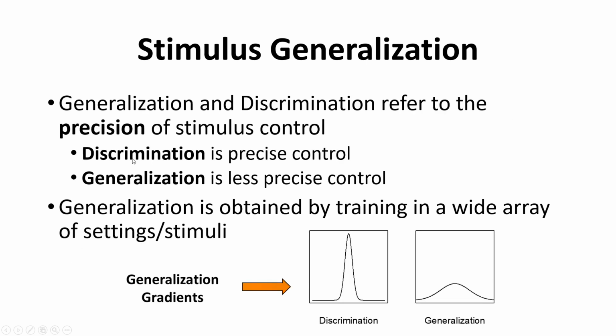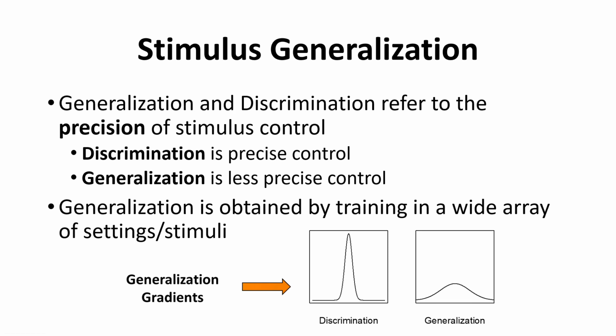Now, generalization and discrimination both refer to the precision of our stimulus control. Discrimination refers to how precise the control is, and generalization refers to less precise control, or applying it to more situations. So don't think of generalization as a bad thing. Sometimes you want a behavior to occur in multiple different, slightly similar situations. Generalization isn't necessarily bad. It's just going to be less precise or less structured than when we're looking at discrimination.